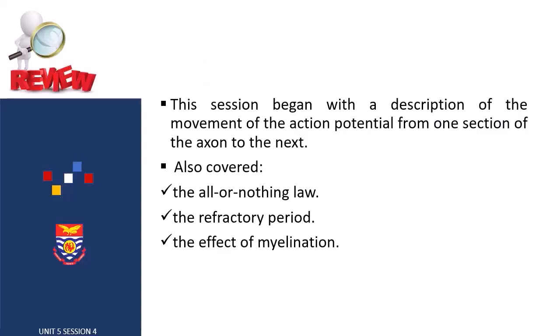This brings us to the end of this session. So under session 4 of Unit 5, we've learned about the movement of action potential from one section of the axon to the next. And we also covered the all or nothing law. We also looked at the refractory period or phase, and then the effect of myelination.